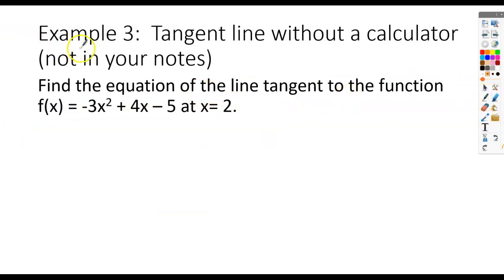So here we go. This is our first example of finding the equation of a tangent line. This one's going to be without a calculator.